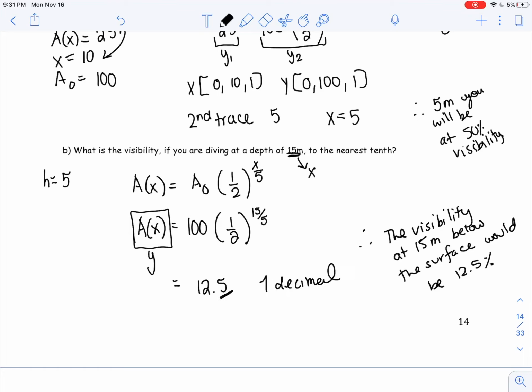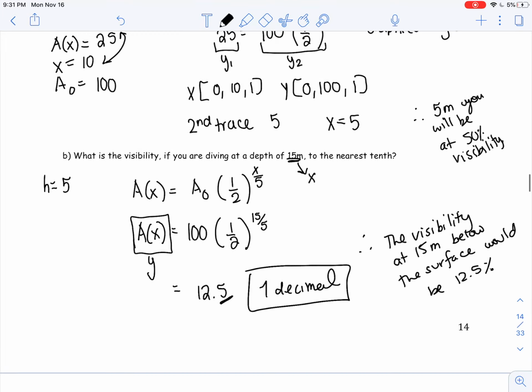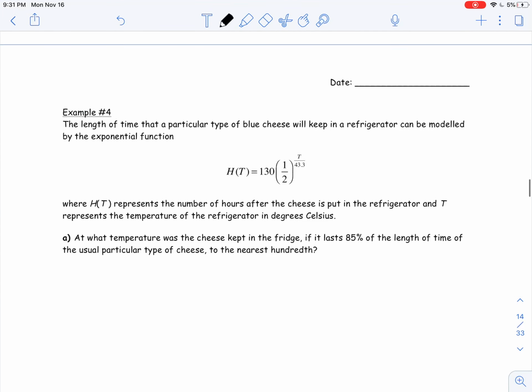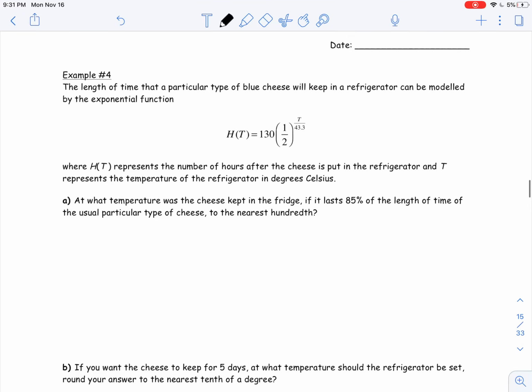Okay, so that's what we just found. And to the nearest tenth means 1 decimal place. So that's what we answered our answer with, 1 decimal place. Okay, so that's our first situation right here.